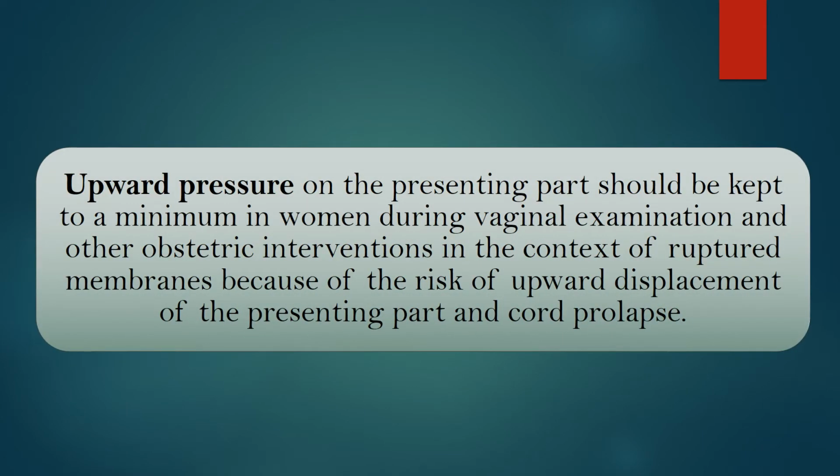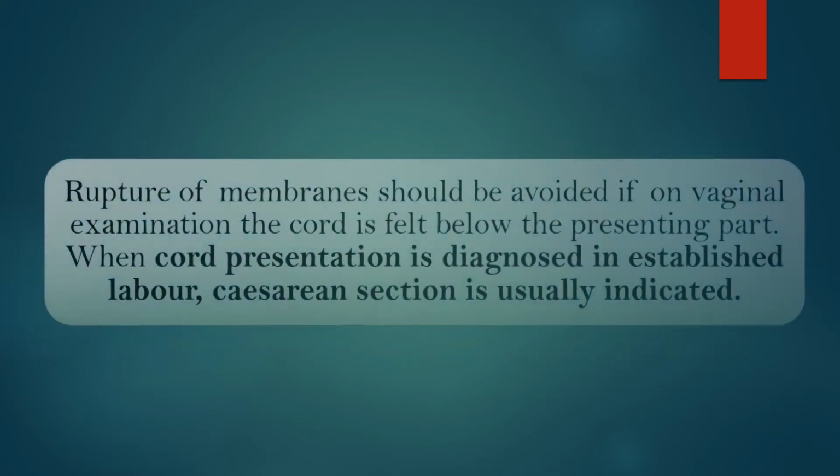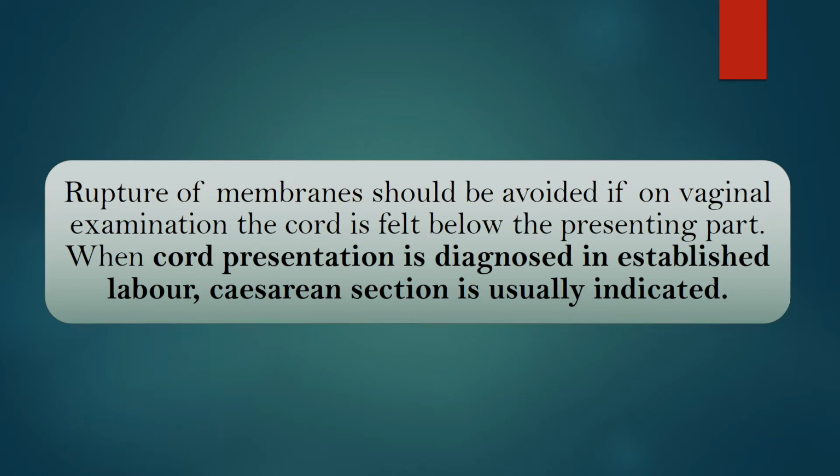Upward pressure on the presenting part should be kept to a minimum in women during vaginal examination and other obstetric interventions in the context of ruptured membranes because of the risk of upward displacement of the presenting part and cord prolapse. Rupture of membranes should be avoided if on vaginal examination the cord is felt below the presenting part. When cord presentation is diagnosed in established labor, cesarean section is usually indicated.